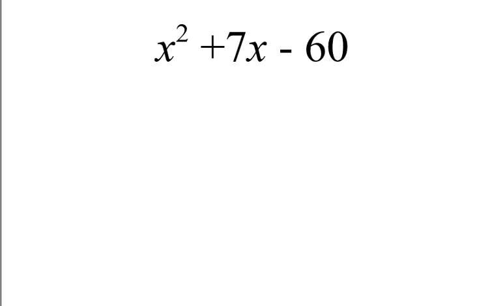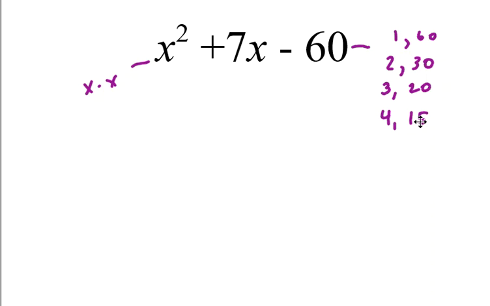So our first one here is a quadratic trinomial. It's kind of like the classic setup. What multiplies to x squared would be like x and x. And what multiplies to 60? Well, there's a lot of options. You could use like 1 and 60, 2 and 30, 3 and 20, 4 and 15. I'm going to need to have my 5 and 12.